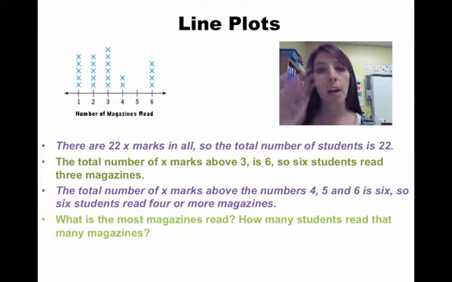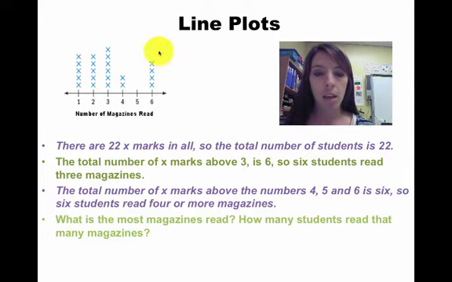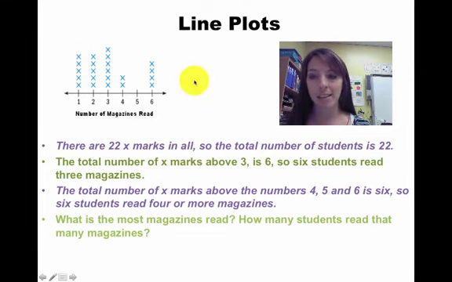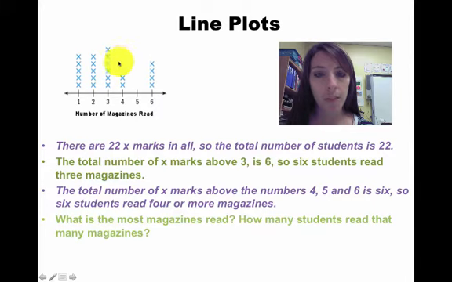It gets a little confusing when we talk about two different numbers, 6 students and 3 magazines, but all you have to know is that each X represents one student or one set of data, or one point in a data set. So the total number of X marks above numbers 4, 5, and 6 is 6. Okay, so if you count up all of the X's that are above these 3 numbers, 4, 5, and 6, you have 6 X's. So you have 2 above 4, 4 above 6, and 0 above 5. So that means that 6 students read 4 or more magazines.